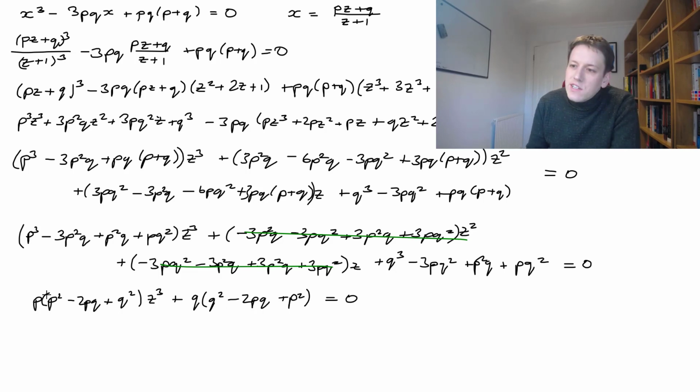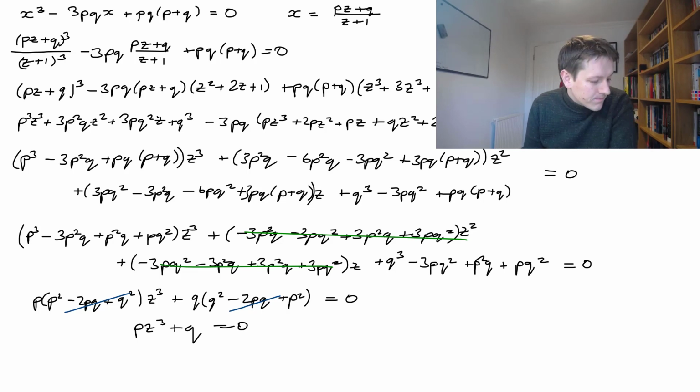And what you notice here is actually these two things that are factorised out are the same. So I've got p squared plus q squared minus 2pq, so I can divide both sides of the equation by that, and then we're just left with the very nice final equation here, which is just p times z cubed plus q equals 0. So that is in the form that the question wanted, which was a z cubed plus b equals 0. So we've just found that actually a equals p and b equals q.